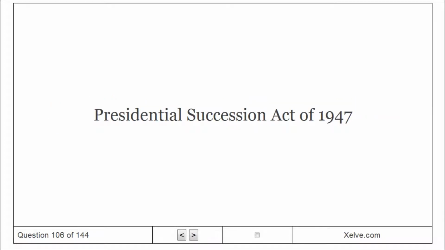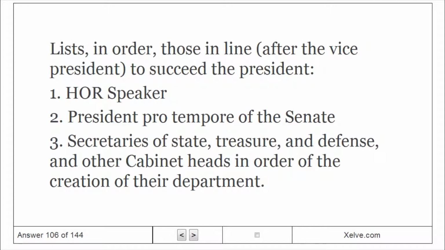Presidential Succession Act of 1947. Lists, in order, those in line to succeed the President: 1. House of Representatives Speaker; 2. President pro tempore of the Senate; 3. Secretaries of State, Treasury, and Defense, and other cabinet heads in order of the creation of their department.